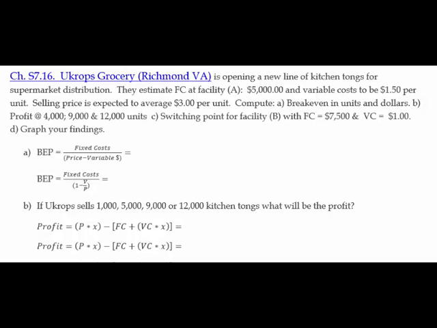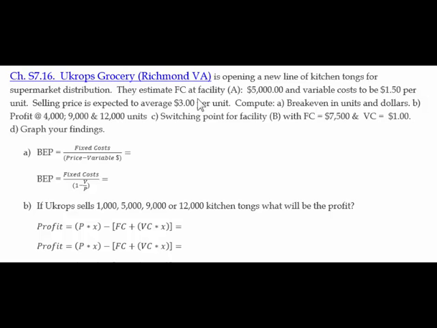Now this next problem here, you'll notice I skipped a few, and that's part of what we're going to cut out because we're running a little short on time in this section. So we're moving down to this problem here, chapter 7.16, U-Crop's grocery store in Richmond, Virginia. They're going to open up a new line of kitchen tongs for supermarket distribution, and they estimate the fixed costs at facility A are going to be $5,000, and the variable costs are going to be $1.50 per unit. The selling price is expected to be about $3 per unit.